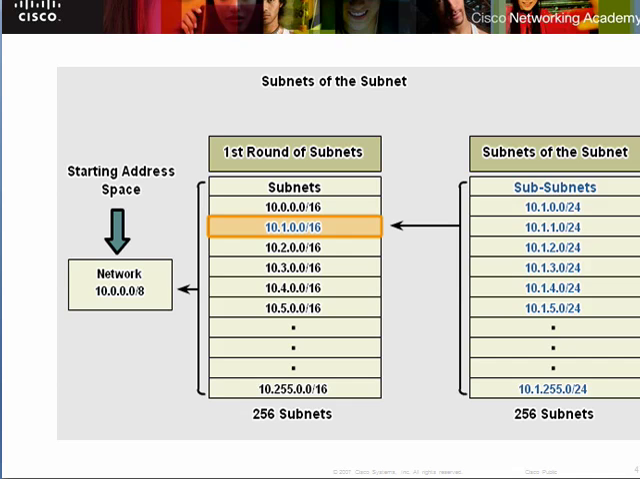255.255.0.0. Each of these 256 subnets in the second column can be further divided into any number of subnets based on the requirement for a particular network design. Here, the third column gives 256 subnets for the 10.1.0.0 subnet in the second column. The same process can be done for every subnet in the second column.